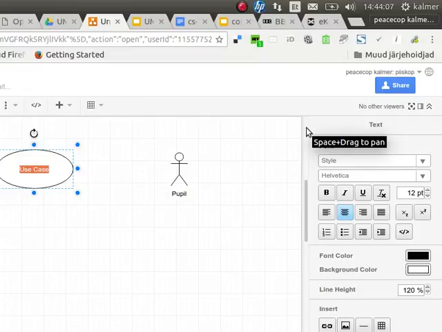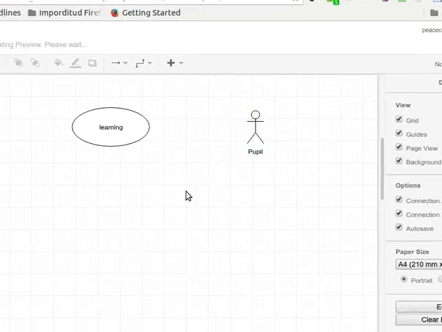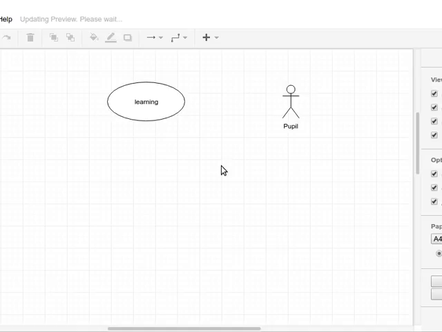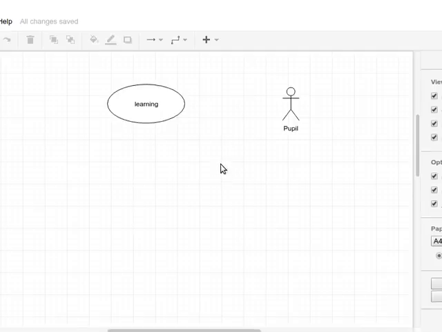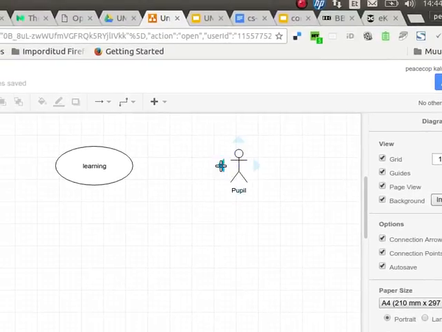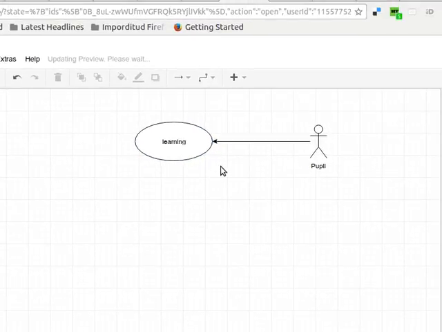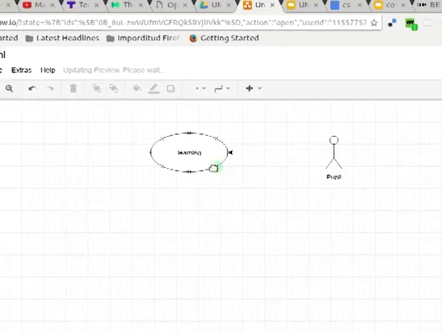And the use case is studying. A pupil does not study, a pupil is learning. Actually the difference between studying and learning is kind of different levels. So, let's say pupil is learning, then we connect them to each other. That way they are connected. Pupil does learning.